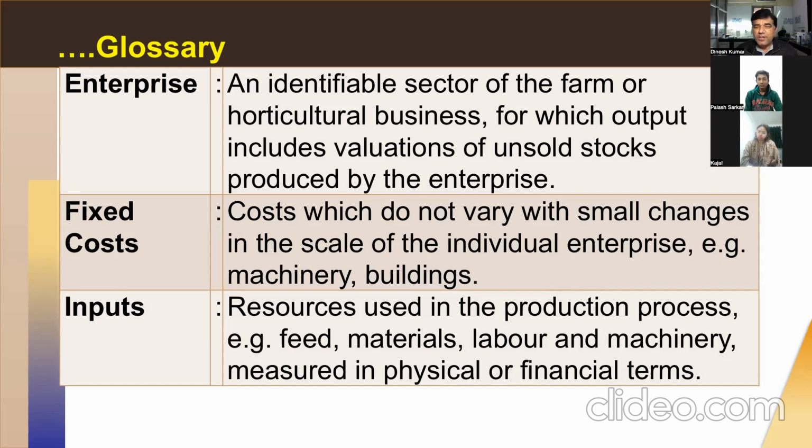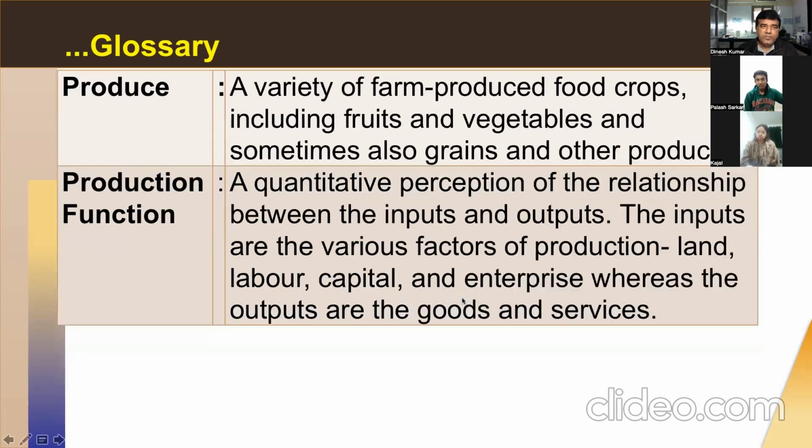Now inputs, as I tell you many times, inputs are factors, or you can call them resources also. So resources used in the production process, for example, feed for animals, materials, labor, and machinery, measured in physical or financial terms. So inputs can be measured in physical or financial terms. Physical means you have seed rate, but if you convert the seed rate into money value, then that will be in financial terms. Produce is your output, yes.